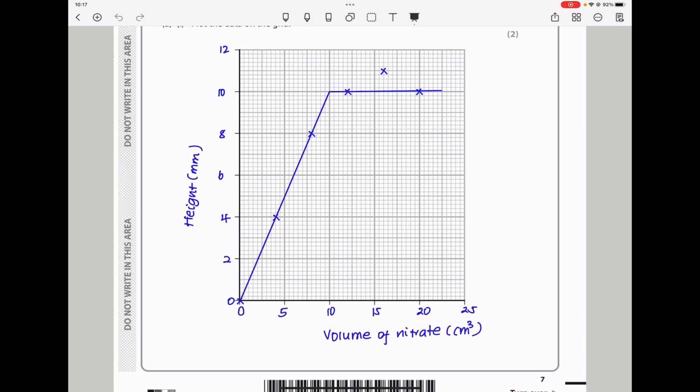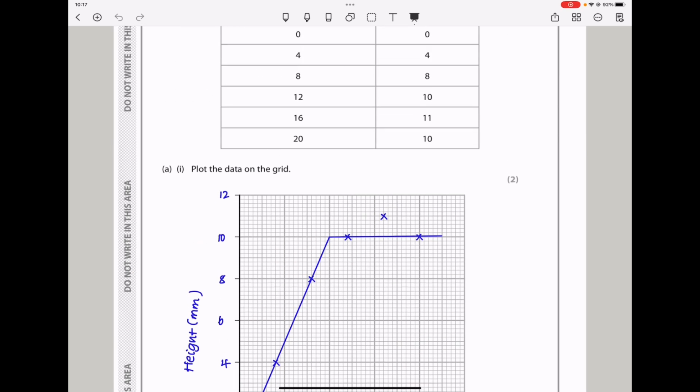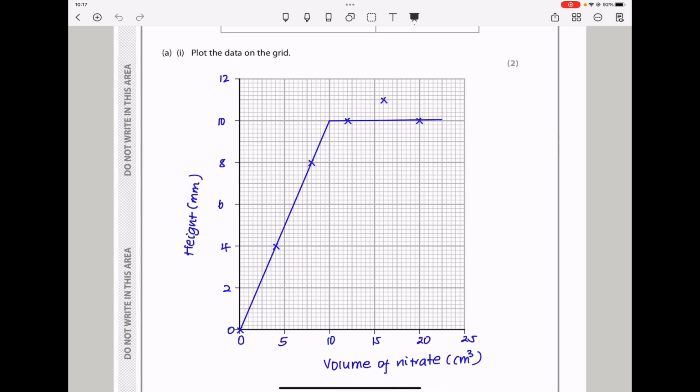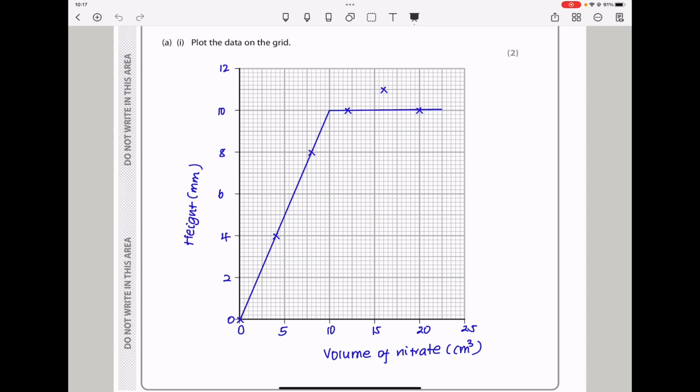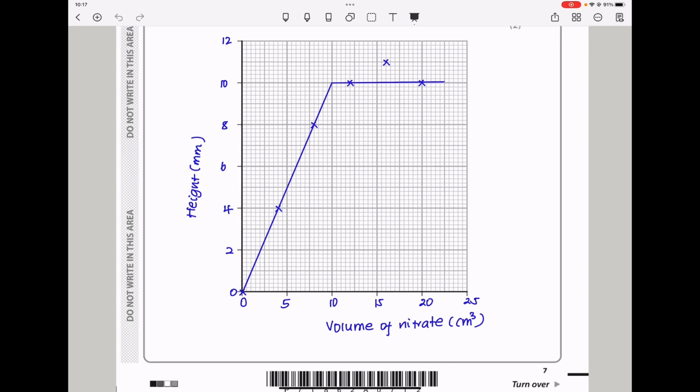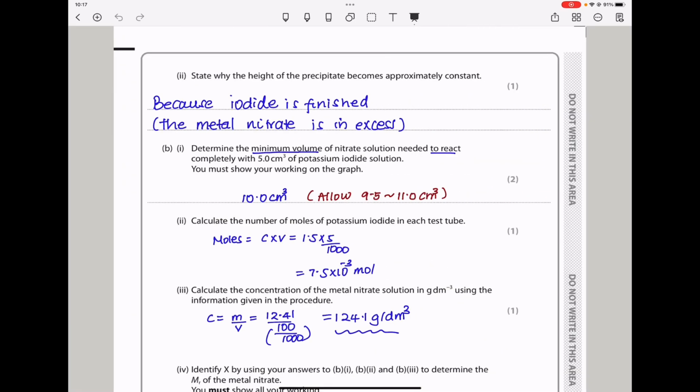So I used an appropriate scale based on the data that I was given, and my points were through here, there, that, and that. So the question asking me to draw a line of best fit is on the next page, so let me first go there.